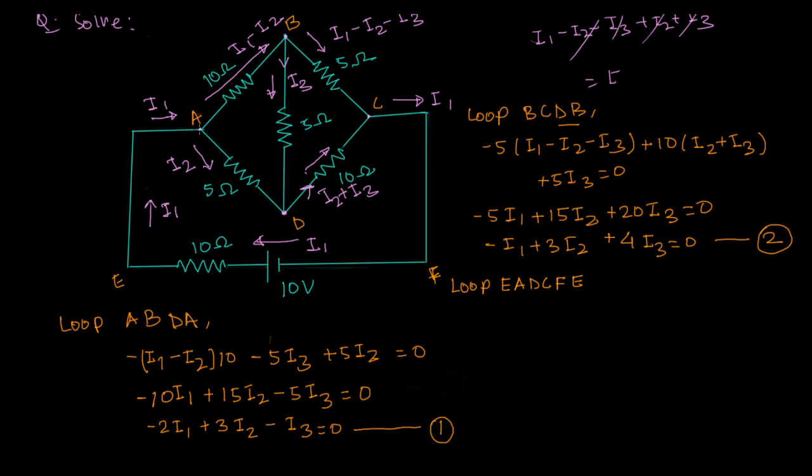I encounter no resistors, no cells. From A to D, I encounter 5 ohm in the same direction, so it is minus 5 I2. I move here, same direction, minus 10 into I2 plus I3. Plus 10 volts. Okay, I am going from negative to positive. So whenever I do that with a battery, I take a positive, so plus 10, and then I take I1 going in the same direction, so it is minus 10 I1, and I reach E back. So that is to be equated to 0.